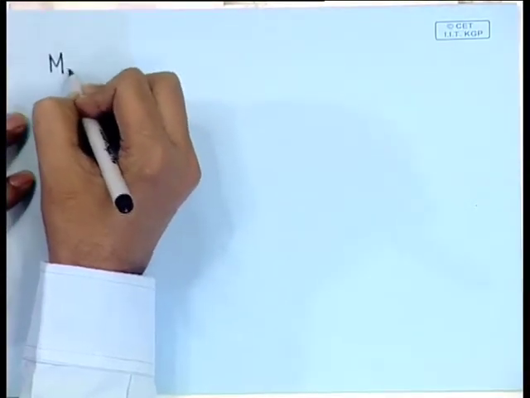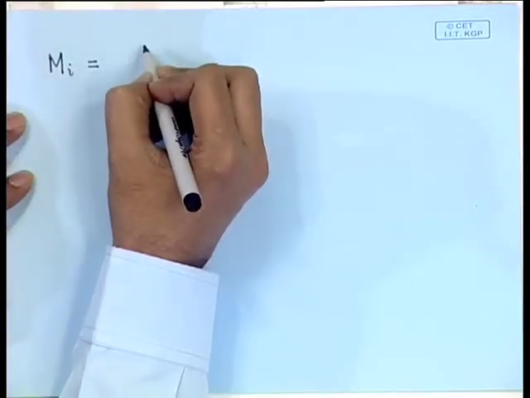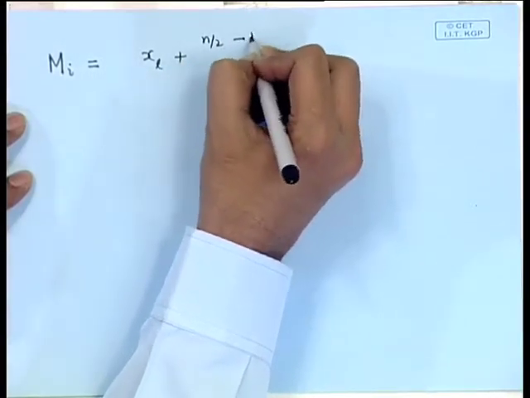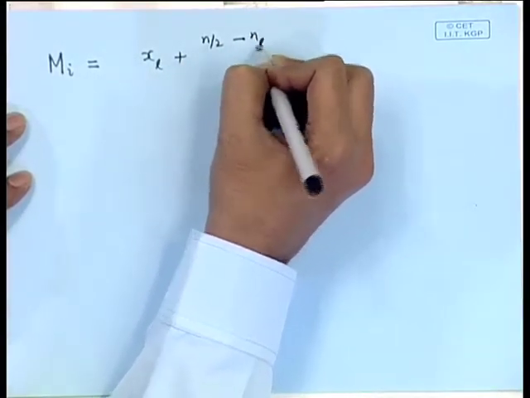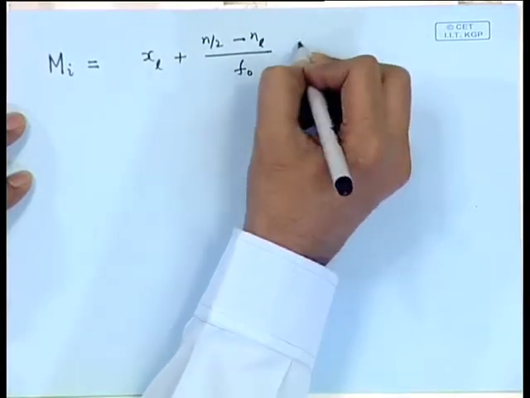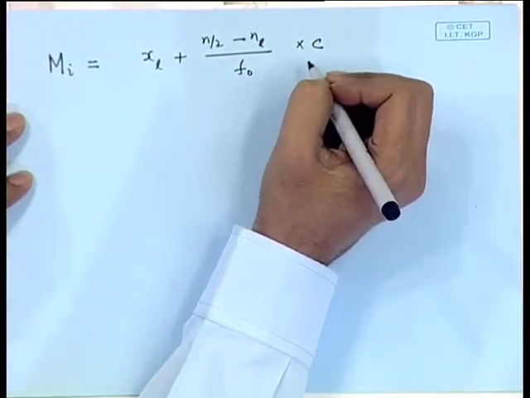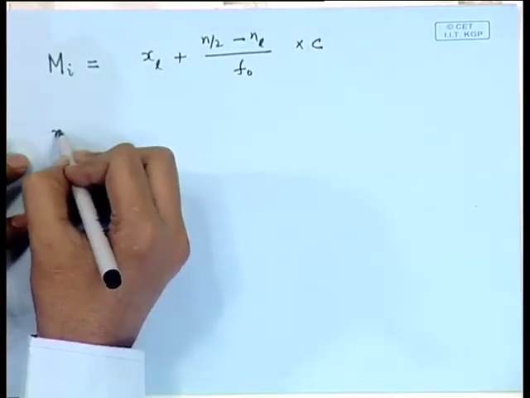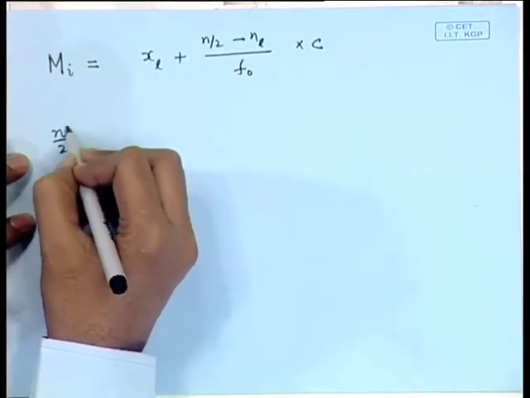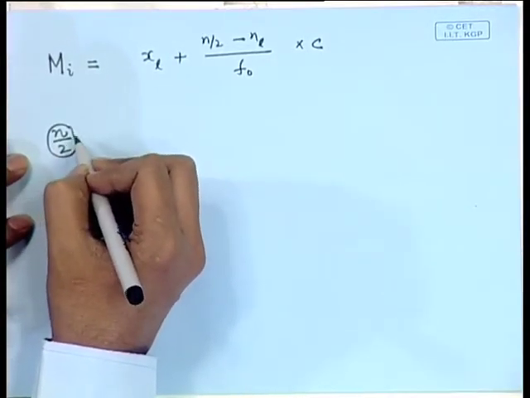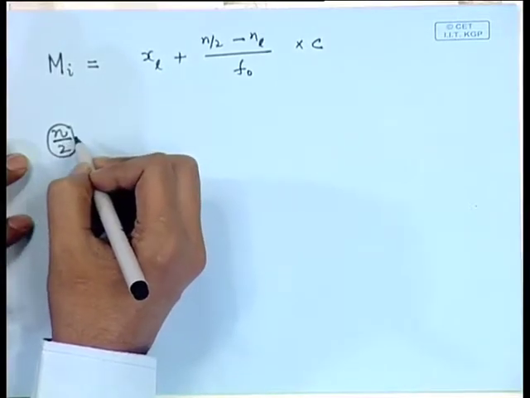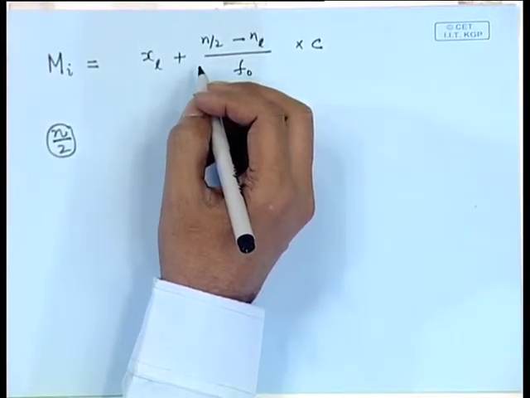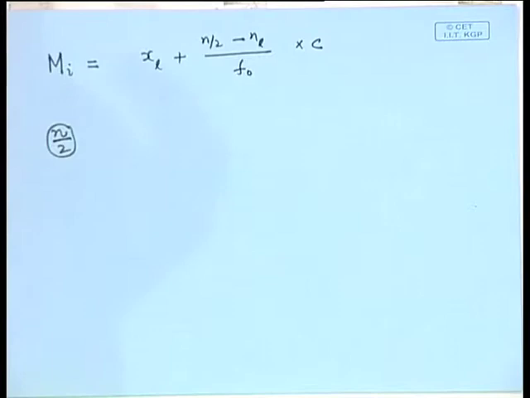It is written as m is equal to x L plus n by 2 minus n L divided by f naught into C. So, what we do? We first consider the total frequency, that is n, and we consider up to which class n by 2 is coming. So, we look at the cumulative frequency table. Let me explain it through an example.